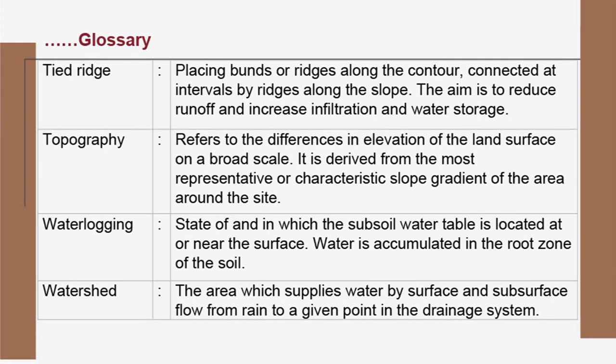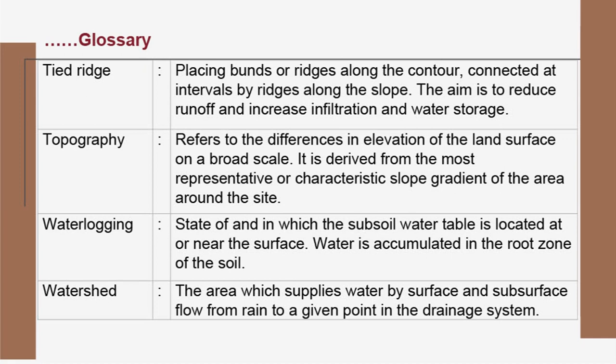Tied ridge, placing bunds or ridges along the contour, connected at intervals by ridges along the slope. The aim is to reduce runoff and increase infiltration and water storage. So this basically aims to preserve the water, to avoid or reduce the losses of the water. Topography refers to the differences in elevation of the land surface on a broad scale. It is derived from the most representative or characteristic slope gradient of the area around the site.